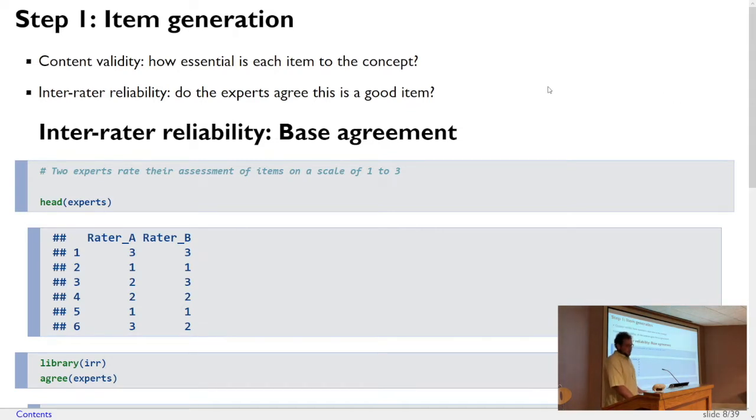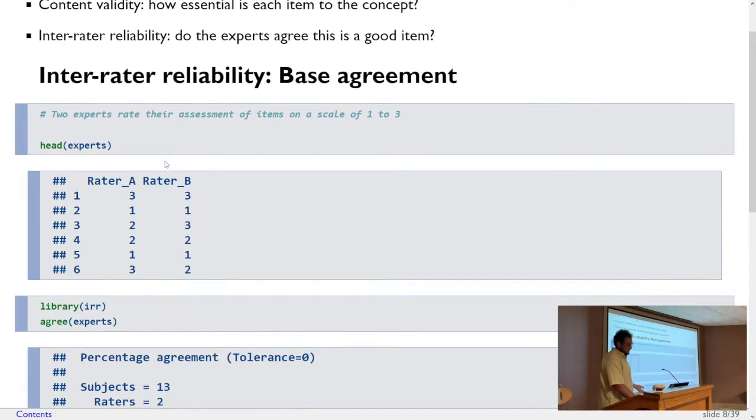So there are a few ways to do this. I'm going to focus on the second here, content validity, how essential is each item to the concept, but there's also inter-rater reliability. So do experts agree this is a good item? So I'm just going to keep it simple. Let's say we have 2 experts, and we want to get a sense, is there any agreement on whether this is a good item? So the really simple way, and I just have 2 experts rating their assessment of items on a scale of 1 to 3.